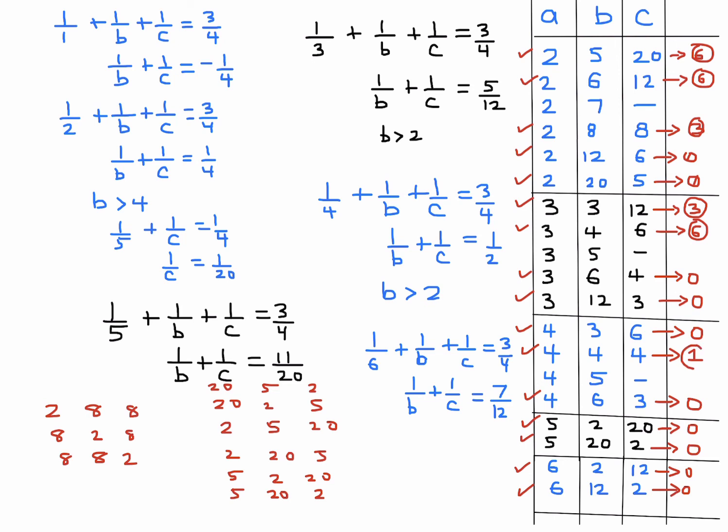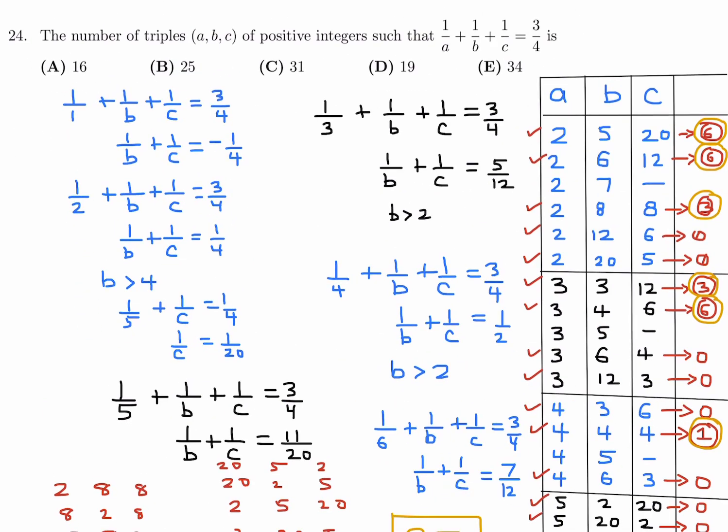So the only ones I need to count are those guys. So that's 6 plus 6, 12, plus 3, 15, plus 3, 18, plus 6, 24, plus 1, 25. 25, write it big here, is the answer to my question, and that is choice B.